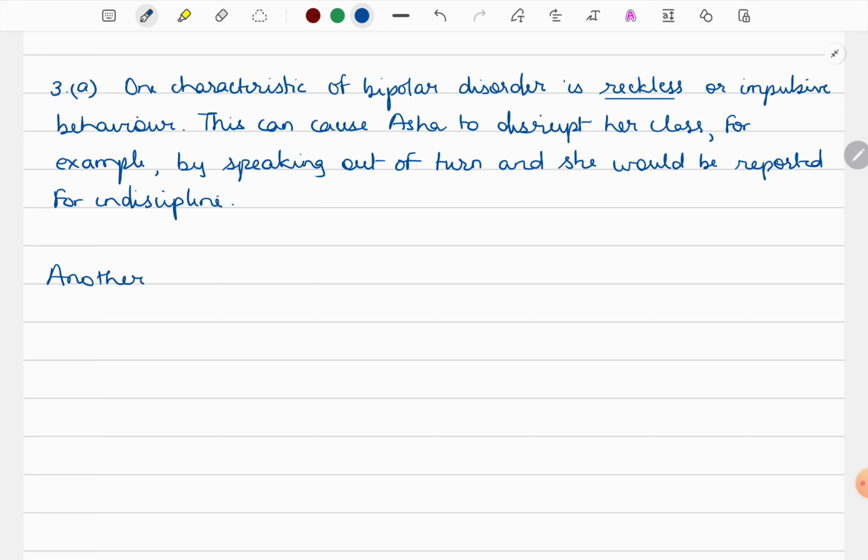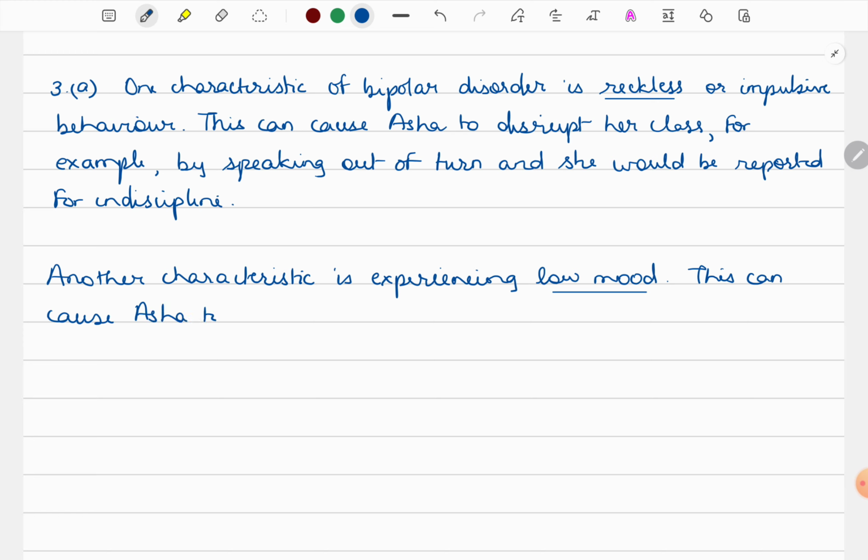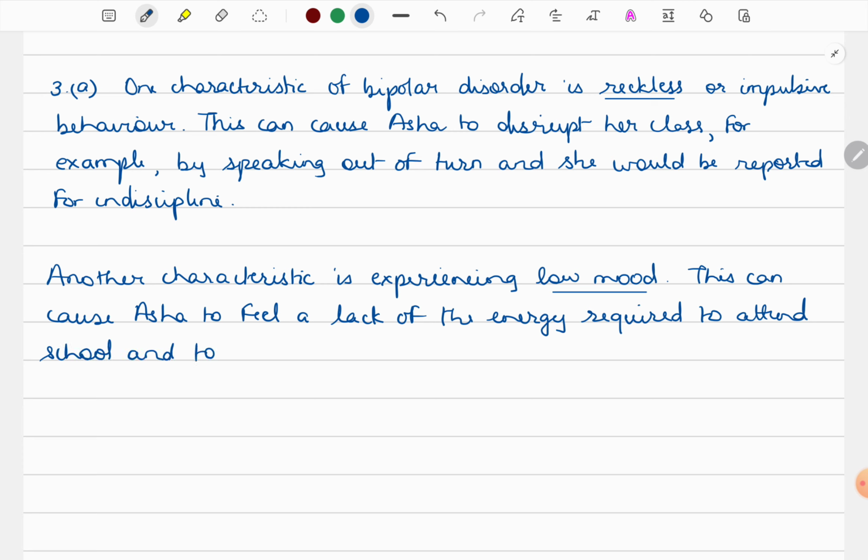Another characteristic is experiencing low mood, this can cause Asha to feel a lack of the energy required to attend school and to complete her classwork and homework.